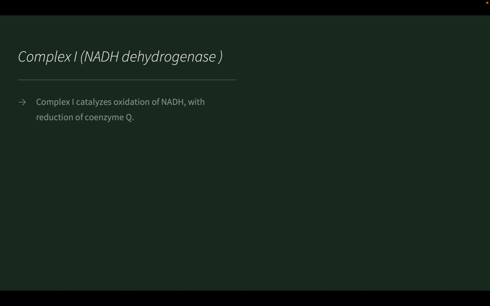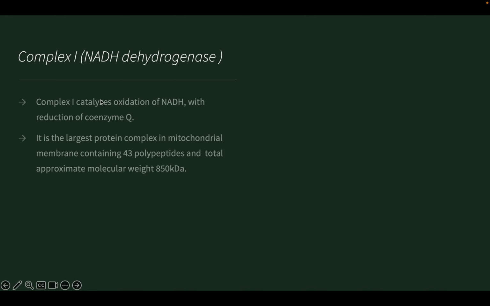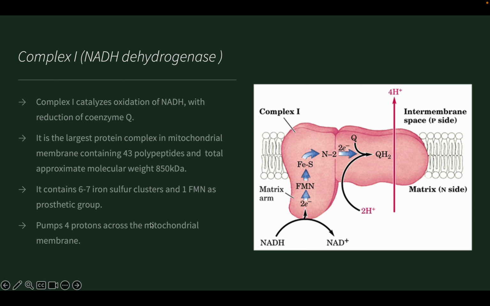So complex 1 catalyzes the oxidation of NADH with the reduction of coenzyme Q. I will talk about what coenzyme Q is. Complex 1 is the largest protein in the mitochondrial membrane, containing 43 polypeptides and a molecular weight of approximately 850 kilodaltons. It contains different iron clusters and an FMN group as the prosthetic group, and it pumps 4 protons across the mitochondrial membrane.